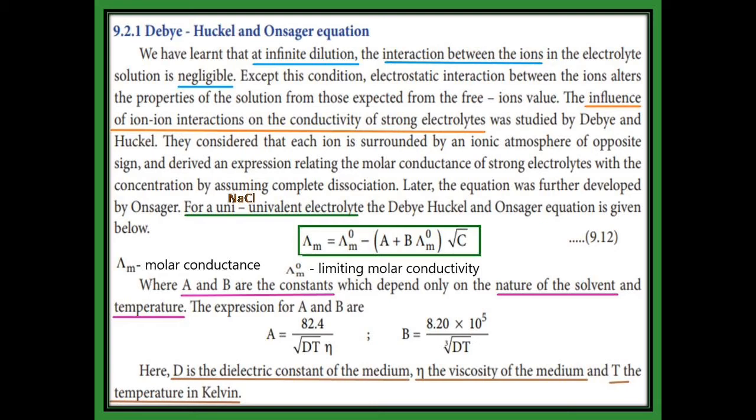They may vary. And then the constant, we have to find out the constant value by the following formula. A is equal to 82.4 divided by square root of (DT eta). Then the B value we can find out by 8.20 into 10 power 5 divided by (DT) to the power 3/2. And what is D? It is the dielectric constant of the medium, and eta is the viscosity of the medium. It can be varied, based on the medium or solvent, the D and the eta value will vary, and T means temperature. It is measured in Kelvin.